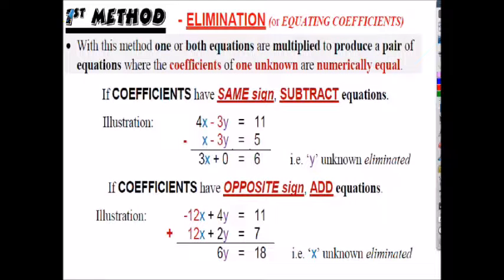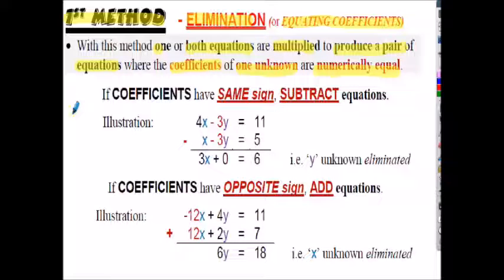We're now going to review the first algebraic method in the presentation. It's called elimination, or equating coefficients in some textbooks. With this method, one or both of the equations are multiplied to produce a pair of equations where the coefficients of one of the unknowns, the x or the y, are numerically equal.